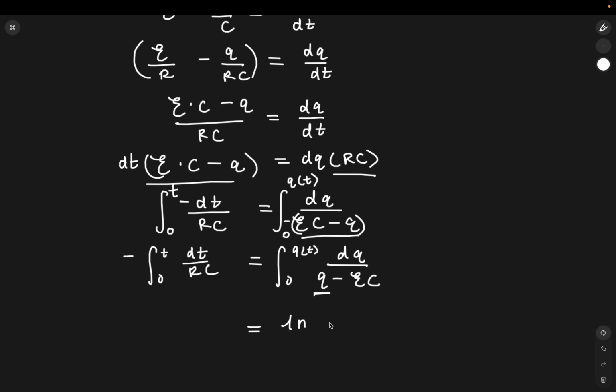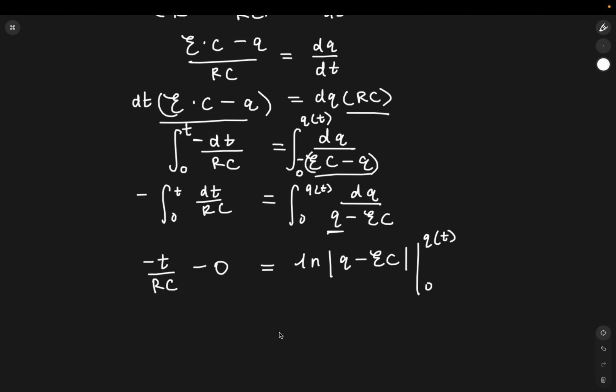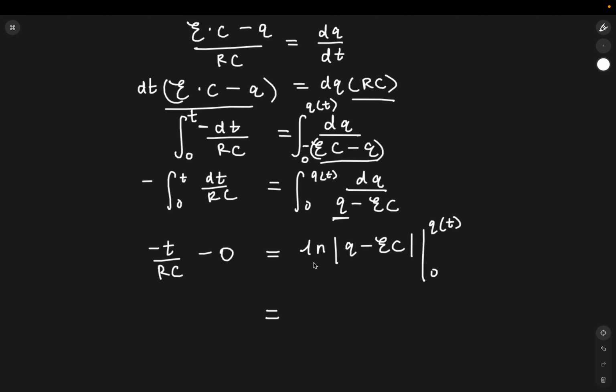So what we'll get is something that looks like this, going from 0 to q of t. And here, the antiderivative of a constant is just t, and we're going from 0 to t, and this is the only thing, because if we plug in 0, we would just get 0. So now we can clean this up and solve for q.